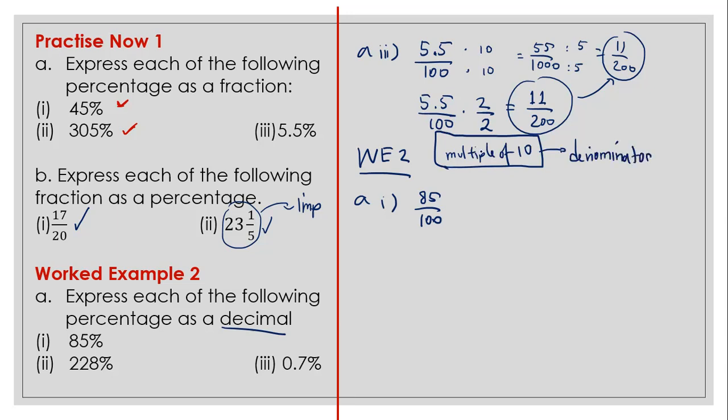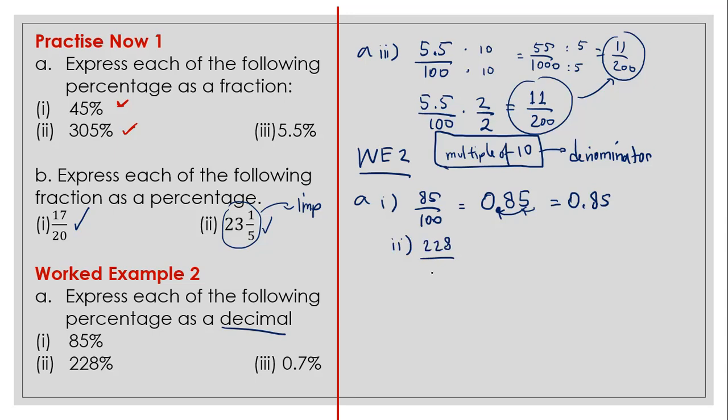Why? Because if you simplify further, it will get harder. Remember this, as we learned previously in scientific notation, we have over 100. So 85, move the decimal to the left twice, 1, 2. So this will be your answer, right? 0.85. That's simple.